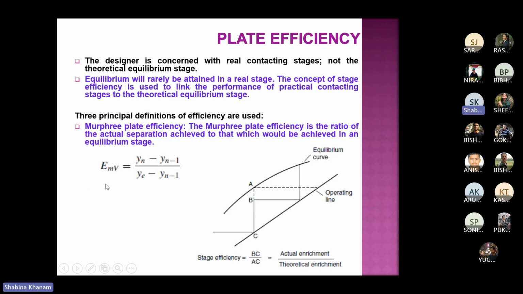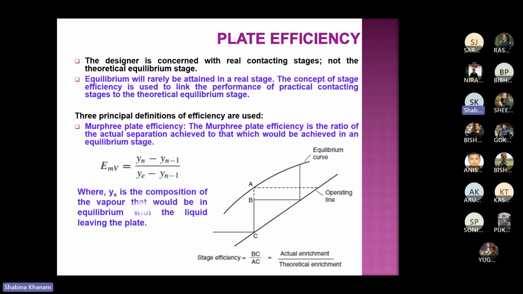So the Murphree plate efficiency is equated to (y_n − y_{n−1}) divided by (y_e − y_{n−1}), parameters that you are already aware of, where y_e is the composition of vapor that would be in equilibrium with the liquid leaving the plate. In that way you can find the Murphree plate efficiency, but that is a very simple definition.